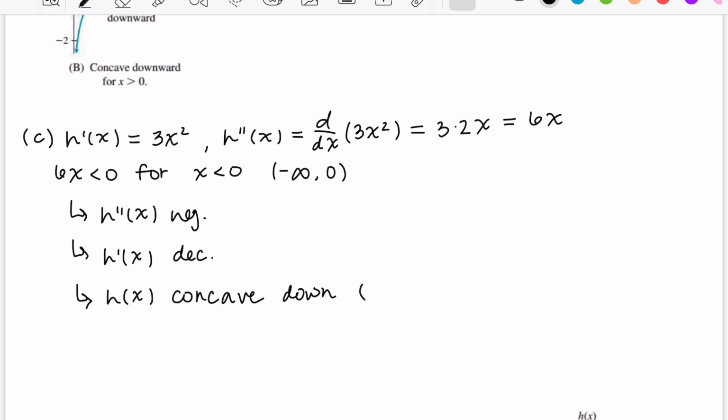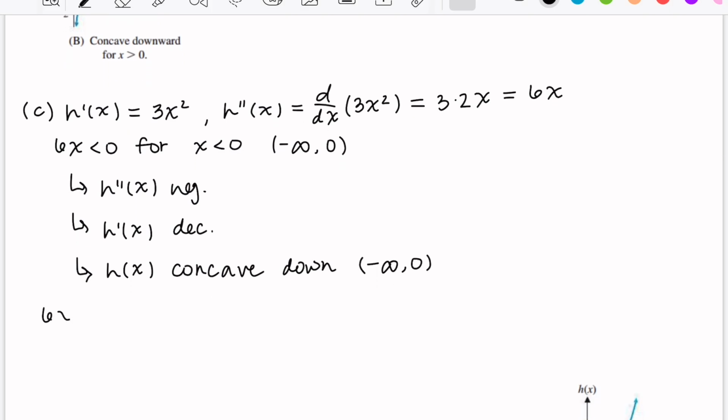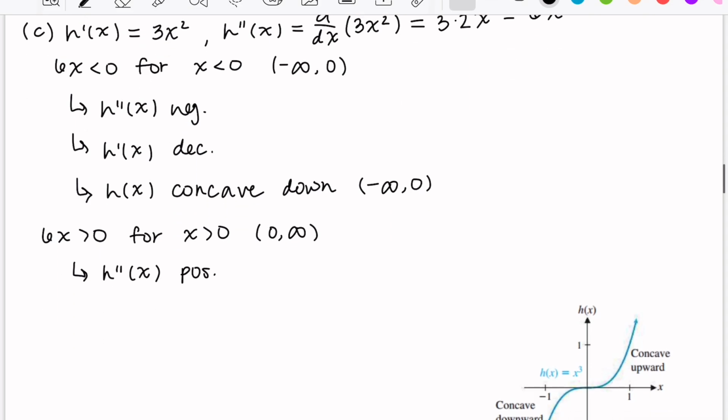But it'll just be concave down on this interval here, because our second derivative, 6x, is going to be greater than 0 for x values greater than 0. So in this interval, our second derivative is positive, which tells us our first derivative is increasing. And lastly, our function is concave up.